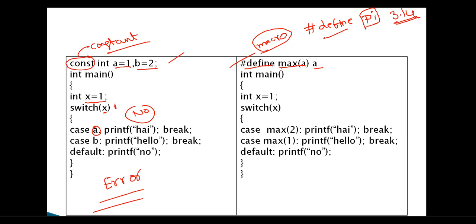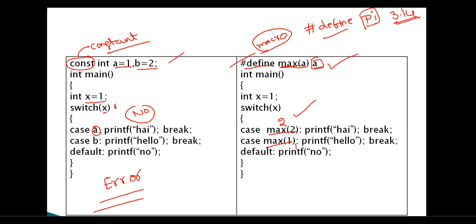So coming to this one, MAX of a. What is the meaning of this one? Wherever MAX of a occurs in the program, it is replaced with a. This is a completely valid statement. So same example here, case MAX of 2. MAX of 2 is replaced with case 2. MAX of 1 is replaced with case 1. Is it possible? Yes, 100% it is possible. Why? Because this is the definition of a macro. But coming to constants, that is not the definition.